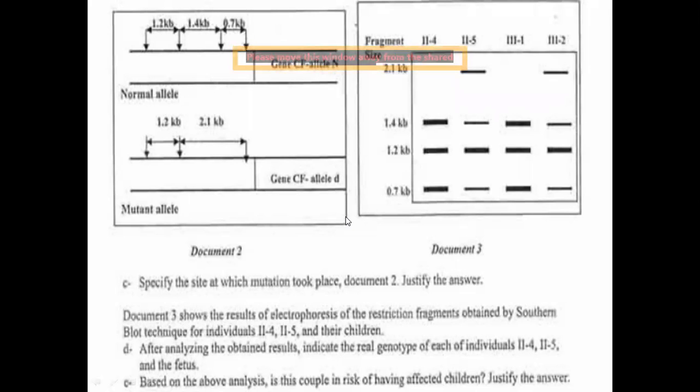And part E: based on the above analysis, is this couple at risk of having affected children? Justify your answer. So first of all, let's look at document 3, Selena. What do you think about 2-4? What bands does it have, are they thick or not, and what do you think about their genotype?